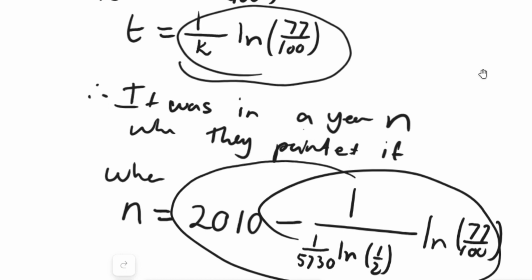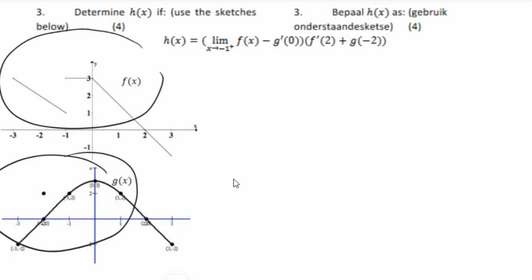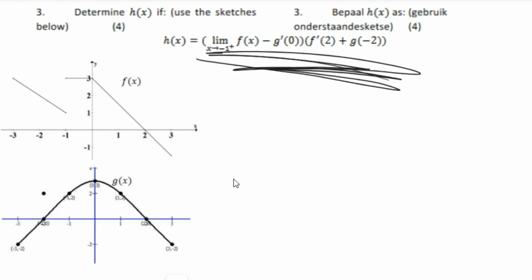Let's look at the next question. Number 3 here is straightforward. Determine h of x if use the sketches. These ones are the sketches of f of x there, and you have your g of x there. Okay, those are the functions. Now they will say h of x is given by this thing here. Determine what is the value of h of x.